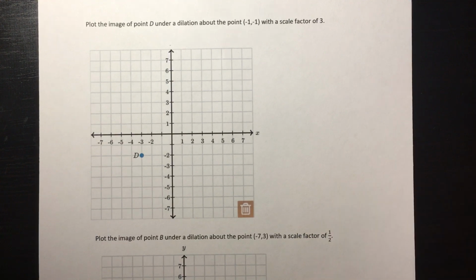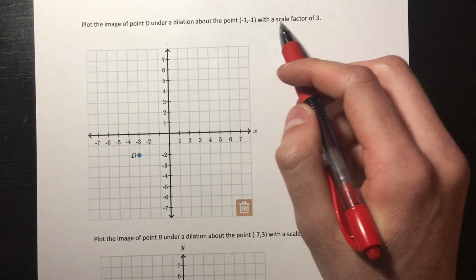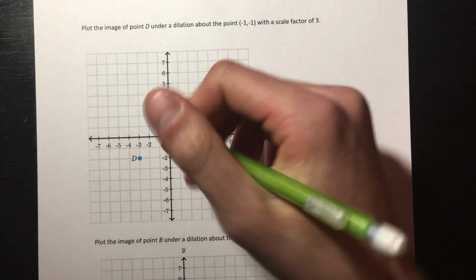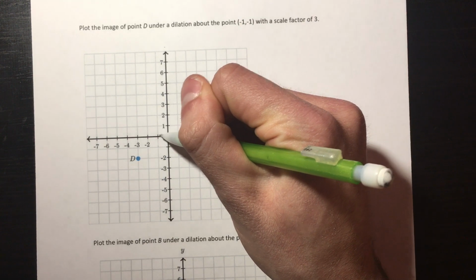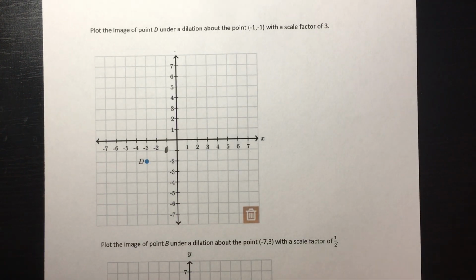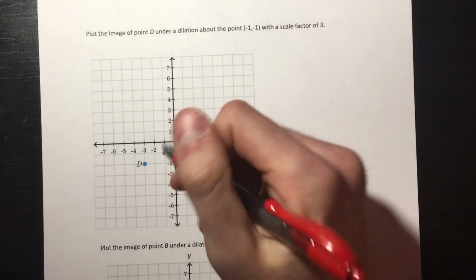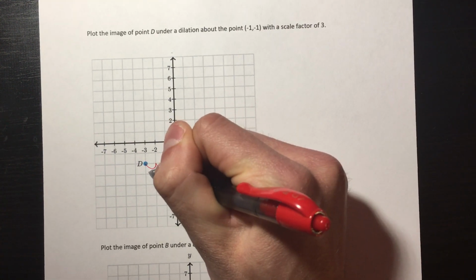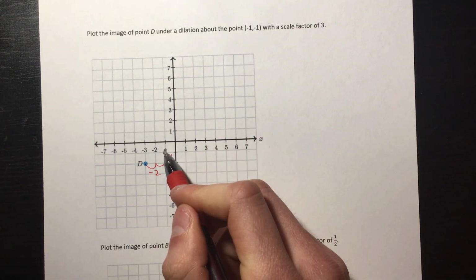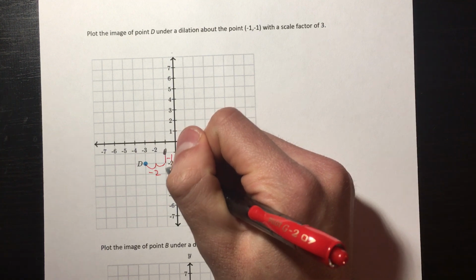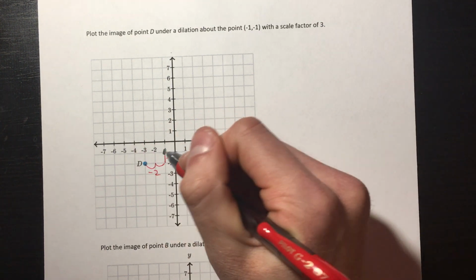All right. Plot the image of point D under a dilation about the point -1, -1 with a scale factor of 3. Well, in this case, we're going to have to draw in our center of dilation, so -1, -1, and our scale factor is going to be 3. If we're going down 1 and then left 2, so -2, to get from our center to point D, we're going to want to go down 3 and left 6.